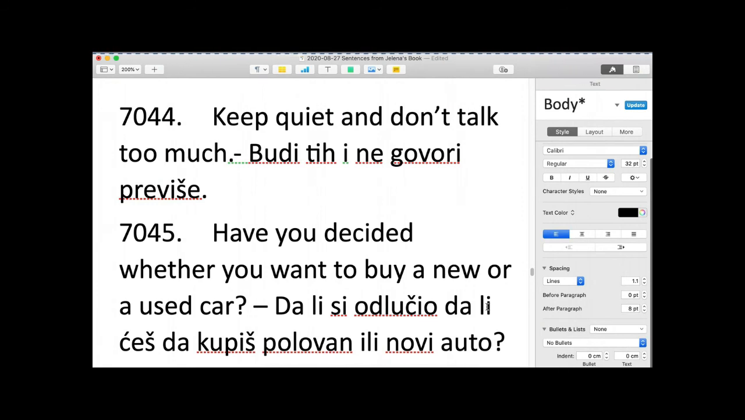Have you decided whether you want to buy a new or a used car? This is great to see because this is so common. People are always talking about this when they decide to buy a new car. Are they going to buy used or new? Have you decided whether you want to buy a new or used car?